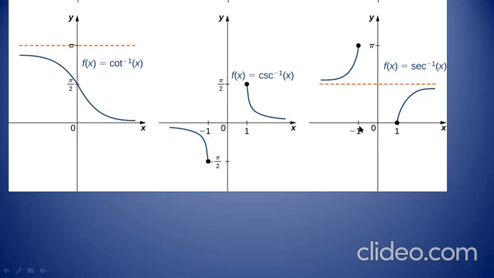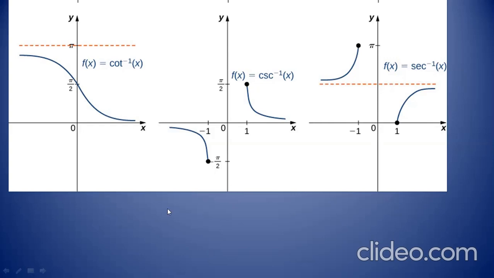Graph does not lie between -1 to 1. So we can write the domain for sec inverse x is equal to R minus the open interval (-1, 1), and we know very well that sec pi by 2 is an undefined value. So that's why we can write the range of the inverse trigonometric function sec inverse x: the range of sec inverse x is 0 to pi except pi by 2.